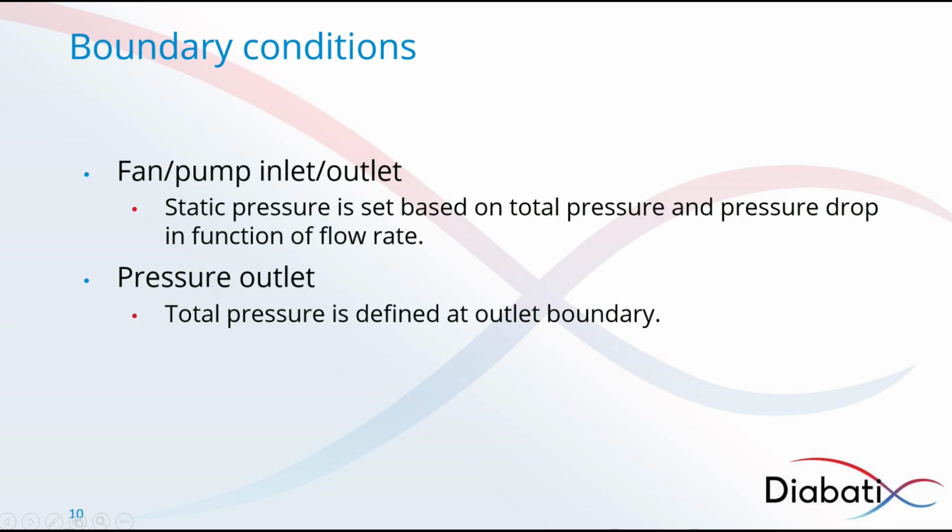For the pressure outlet, it was already discussed, so this boundary condition also defines the total pressure at the outlet boundary in our software, and the total pressure is assumed to be constant over the outlet. So in summary, for a velocity inlet, the velocity is specified and the pressure is calculated. For a pressure inlet, the total pressure is specified and the velocity is calculated. And the same for a pressure outlet: the total pressure is specified and the velocity is calculated as well.